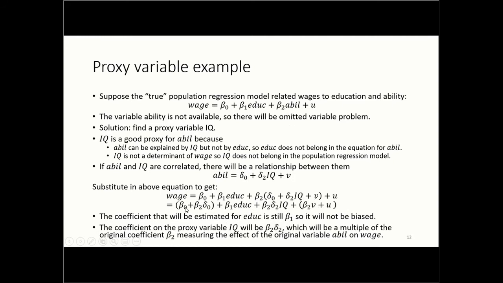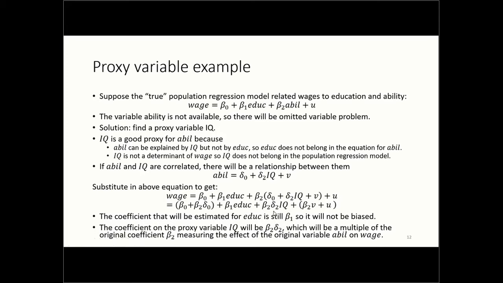So we would have a composite constant. The best thing here is that the coefficient on education is beta 1, so it will not be biased. And the coefficient on IQ would be beta 2 times delta 2. So it will be a multiple of the original coefficient, beta 2, that was the relationship between wage and ability, and delta 2, that's the strength of the relationship between ability and IQ. So we would have this composite coefficient.